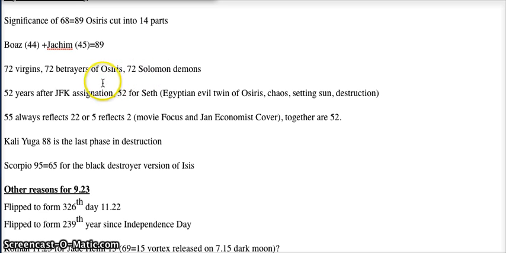Now the sacrifice days have a difference of 72, and there were 72 betrayers of Osiris. We can also look at this as the 72 virgins and 72 Solomon demons. It's 52 years since JFK was assassinated. 52 is gematria for Seth, the Egyptian evil twin of Osiris. Chaos, the setting sun, destruction. Again, we have the destroyer phase right in the name.